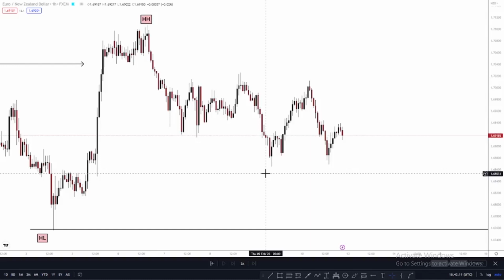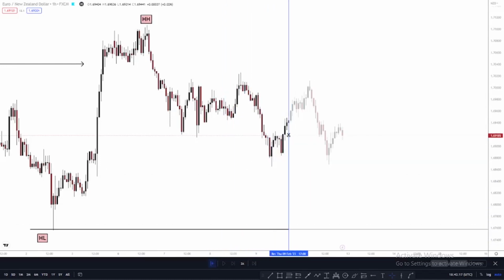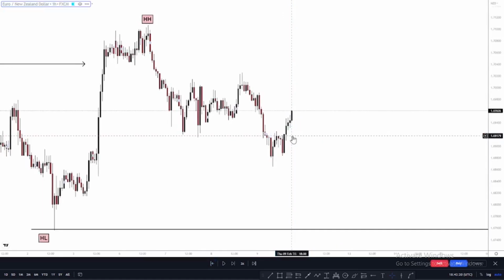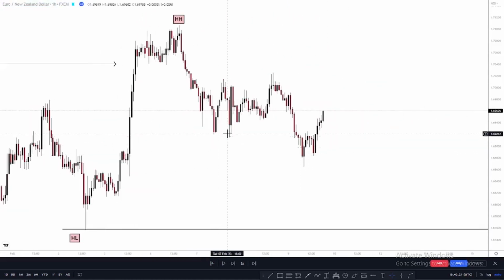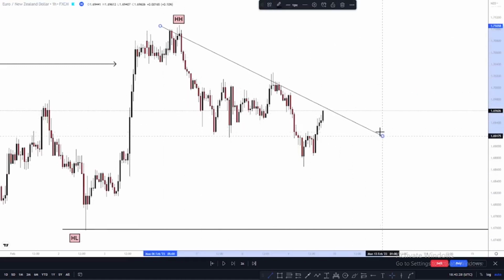So coming down to our H1 time frame, alright? If I'm to go back in time to this point, okay, what can we see? We can see that price is trading within this channel right here.